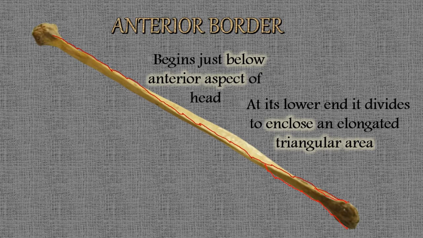So this divides into a triangular area. Now you can see this is a sort of triangular area, an elongated triangular area, which divides to enclose the lateral malleolus. Now this is the lateral surface of the lower part of the malleolus, or you can say the lateral malleolus. So this is the lateral surface of the lateral malleolus. This is the anterior surface. This one is the anterior surface, and this one is the posterior surface.